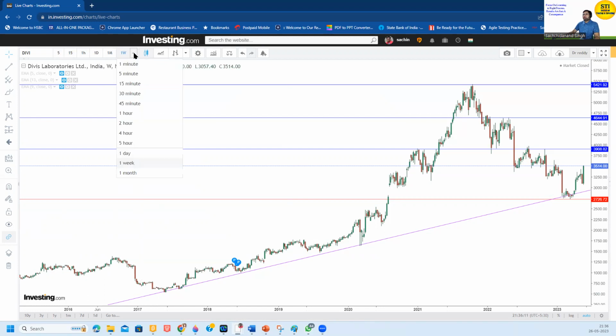and there is a drop down. In the drop down, whatever time frames are displayed here, these are nothing but the time frames, starting from 1 minute, 5 minute, 15 minute, and then to 1 month. Okay, so these are the different time frames from which we can select depending on the need.